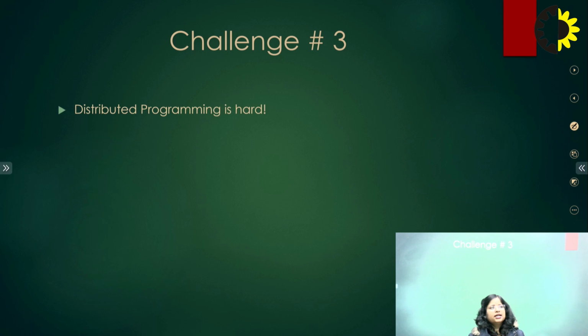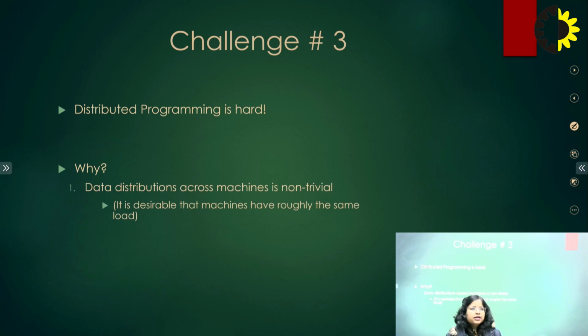A third challenge is that distributed programming is hard. Why am I saying this? Because data distribution across machines is non-trivial. Suppose we are performing some processing on different machines, and these machines are, suppose, P1, P2 and P3.